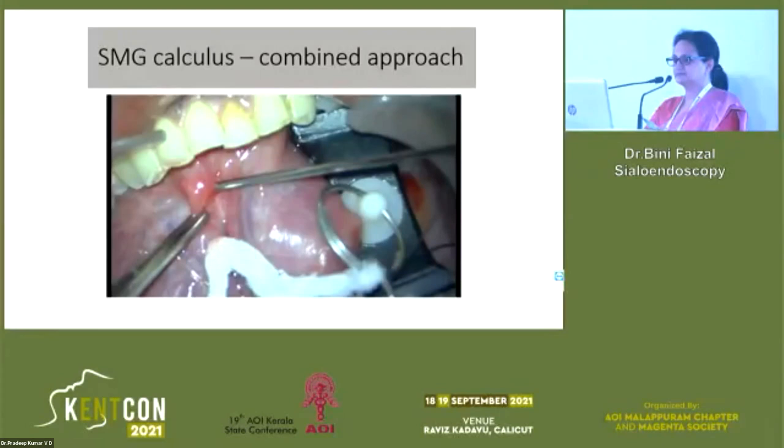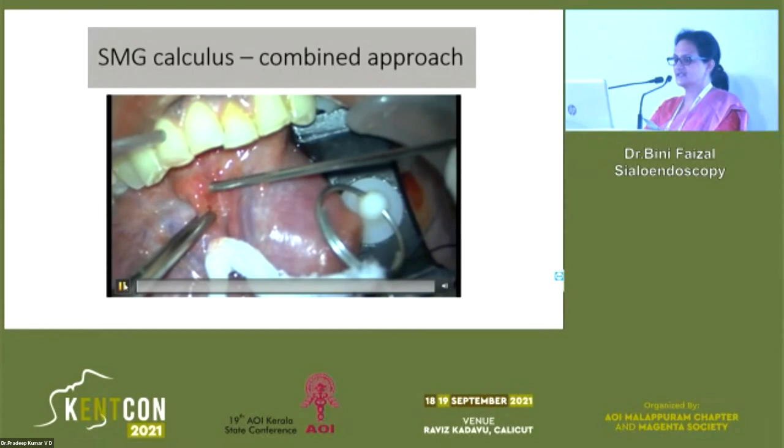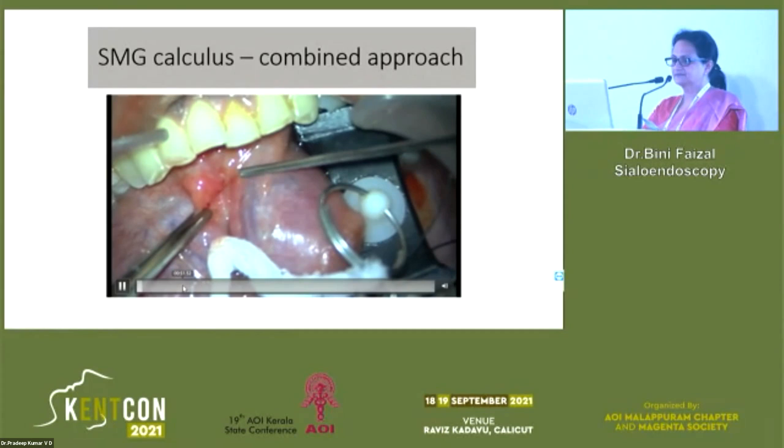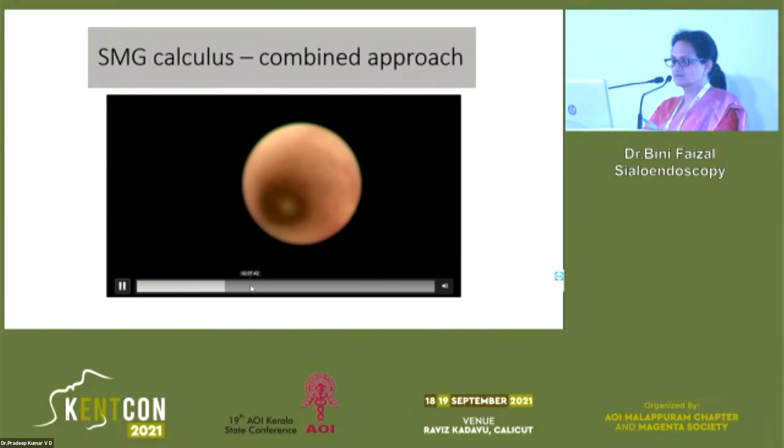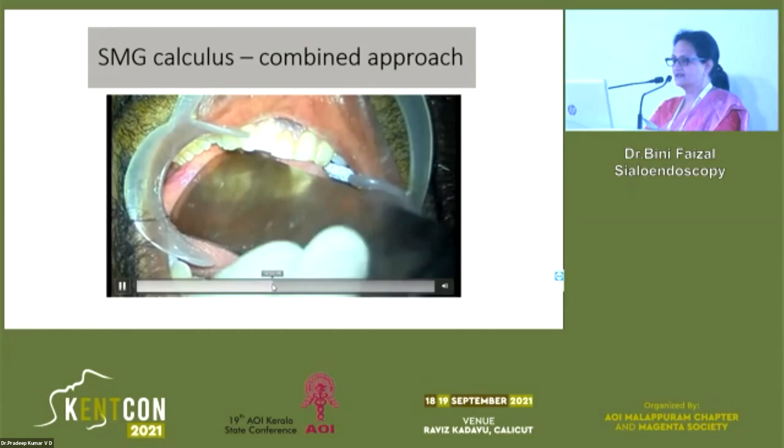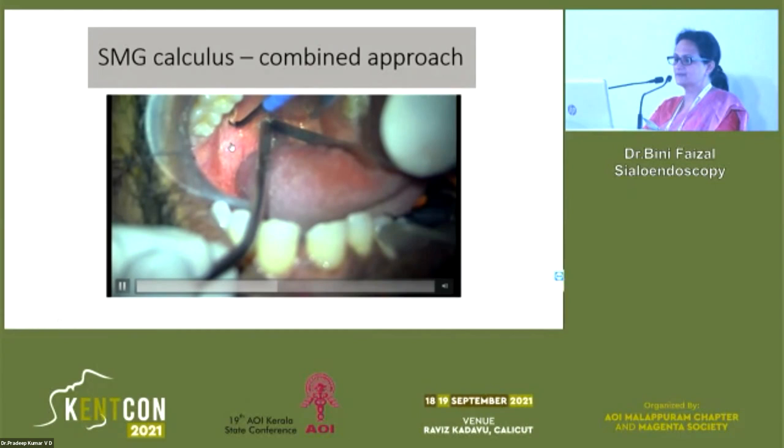So this is a submandibular calculus. Again, the dilatation is done the same way, and this is actually a combined approach. I would like to show you certain landmarks. After the repeated dilatation, an interventional scope is going in. When I see the scope, what I assess is whether the calculus is fully seen. And this is a landmark I wanted to show. Just beyond the tongue depressor, you will be able to see the line of the lingual nerve.